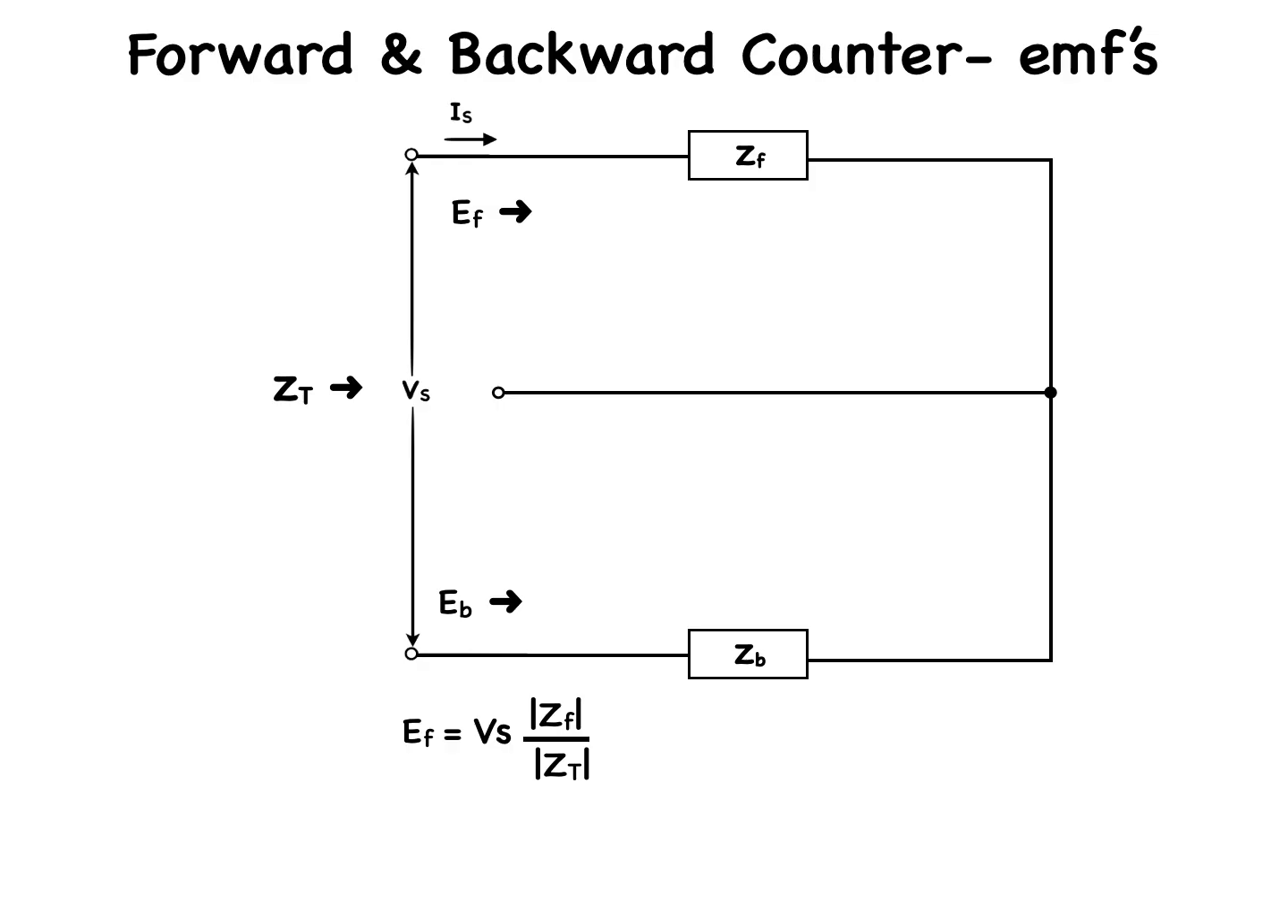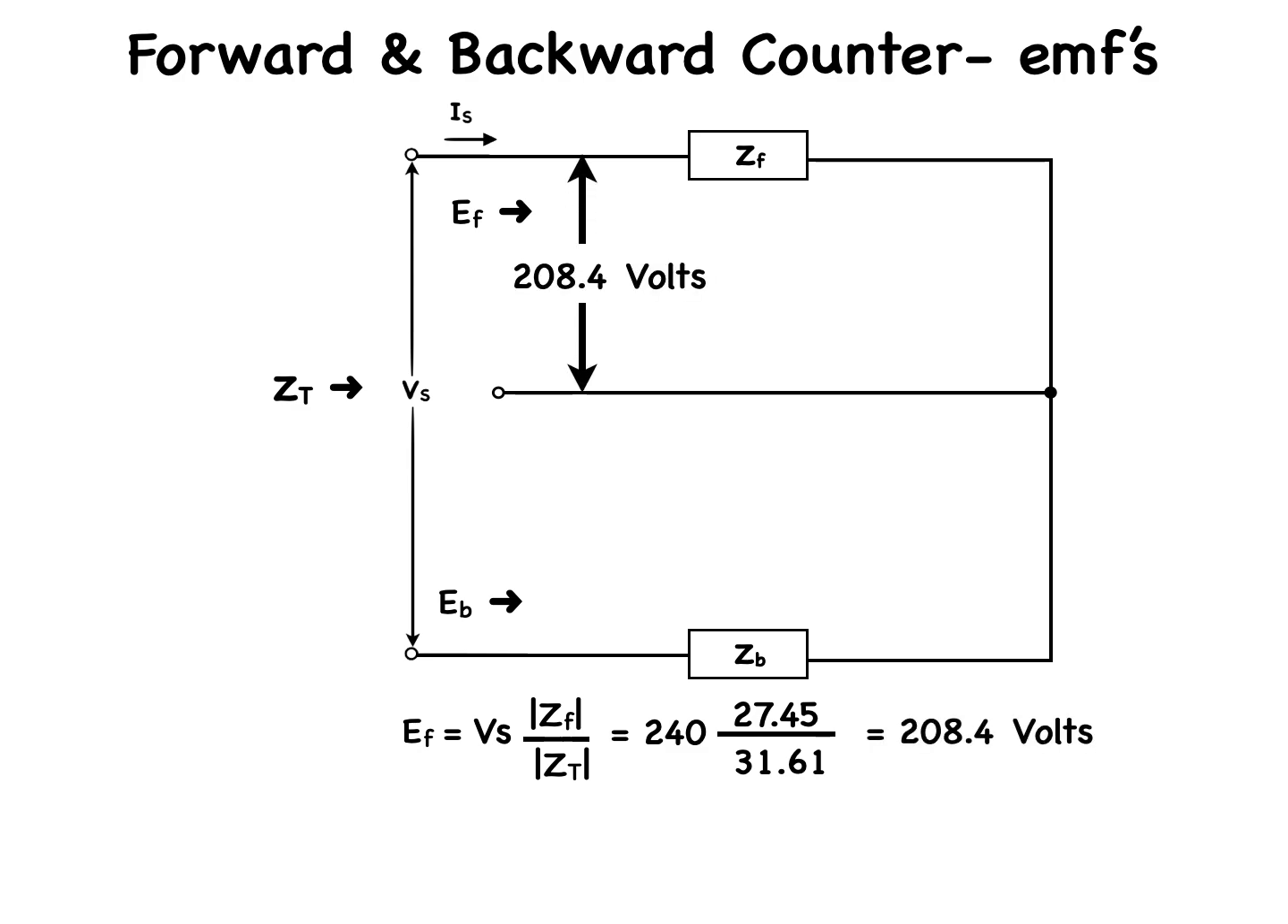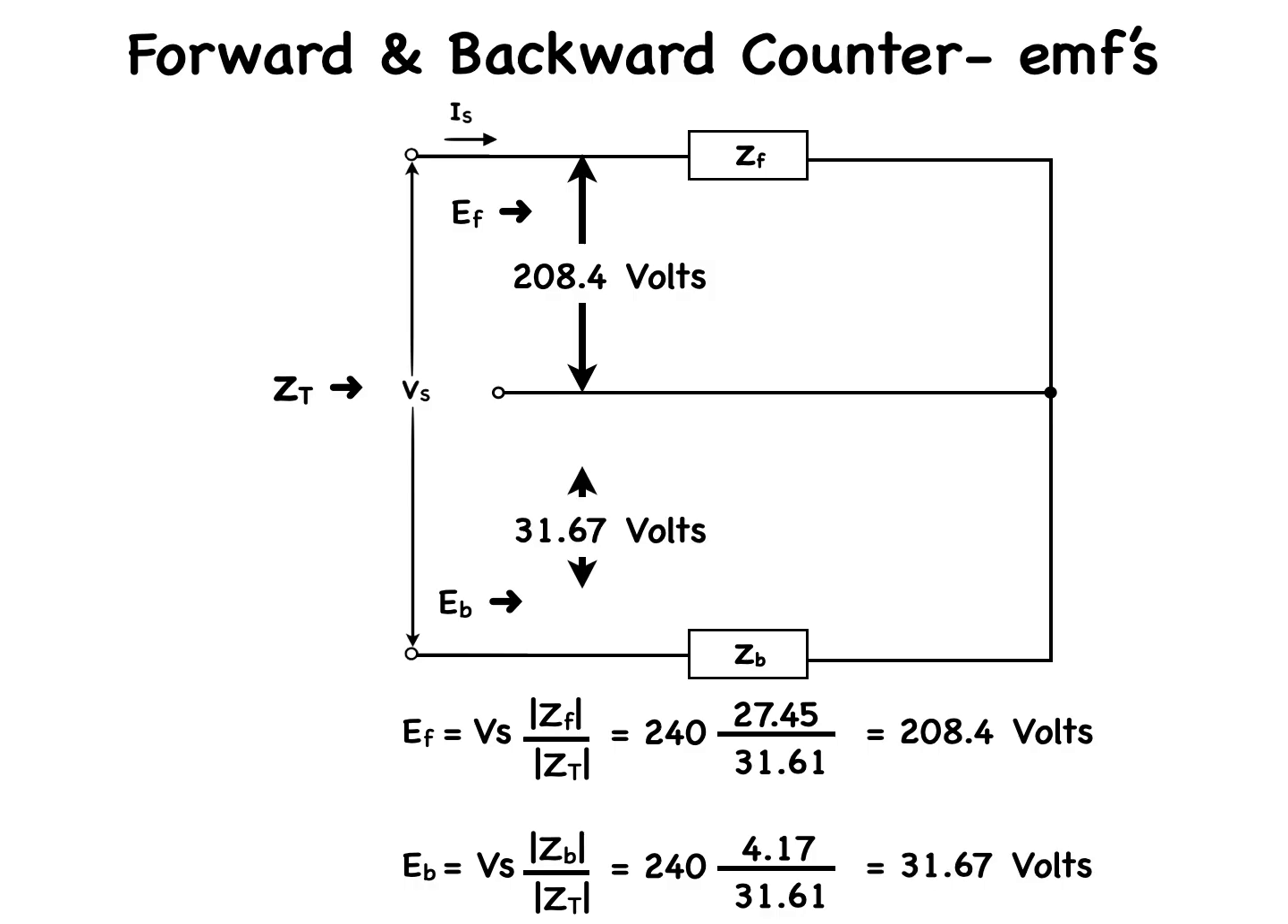Now, inputting the real values, we get 240 times 27.45 divided by 31.61, which equals 208.4 volts. For the backward counter EMF, we multiply the applied voltage Vs by the magnitude of the backward impedance divided by the magnitude of the total circuit impedance. Now inputting the real values, we get 240 times 4.17 divided by 31.61, which equals 31.67.